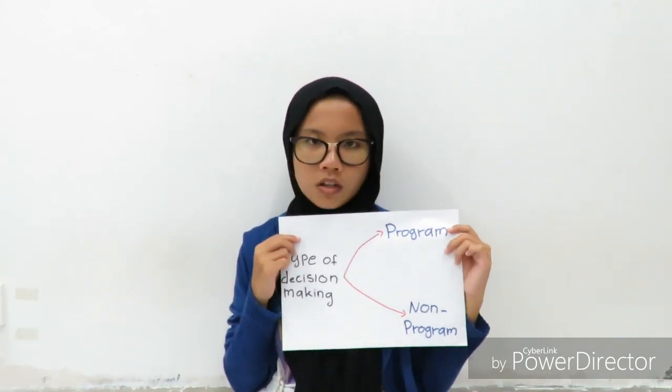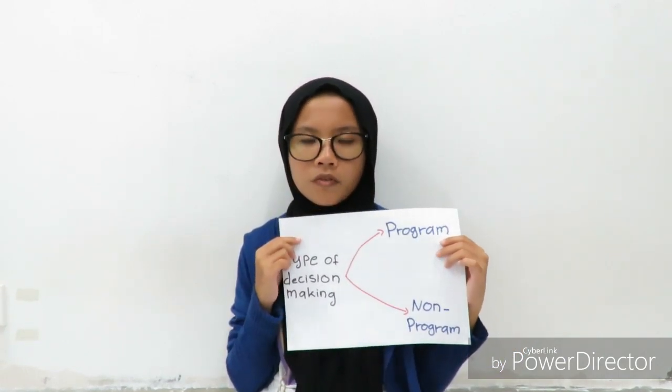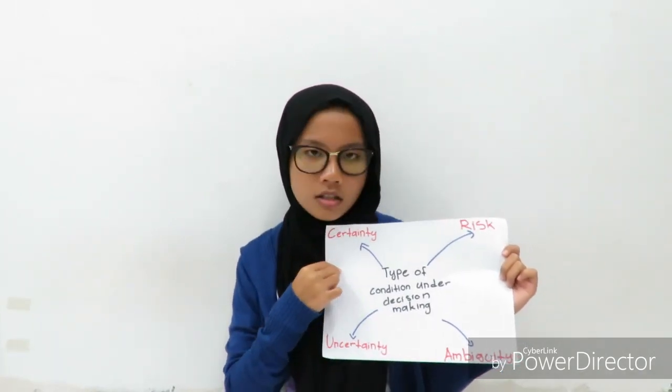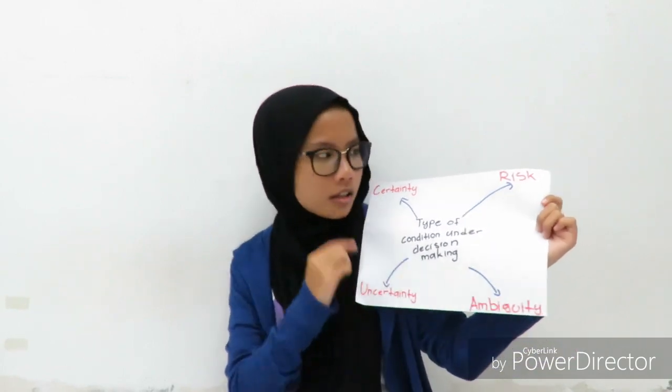So what is program? Program is the one with structure, for example rules and regulations. While non-program is non-structured. An example is a government decision to prevent H1N1. Next is the types of conditions under decision making. There are 4, which are certainty, uncertainty, risk and also ambiguity.